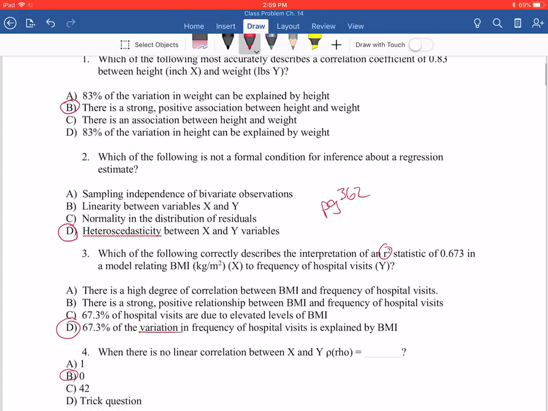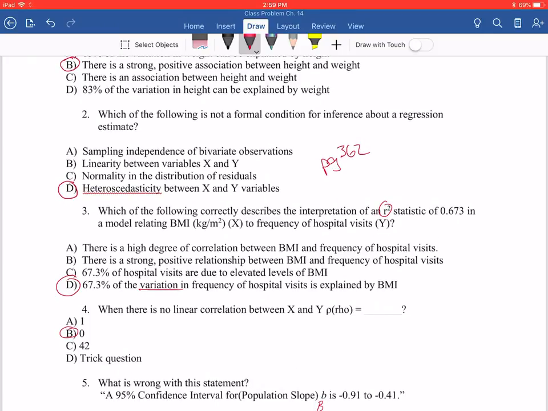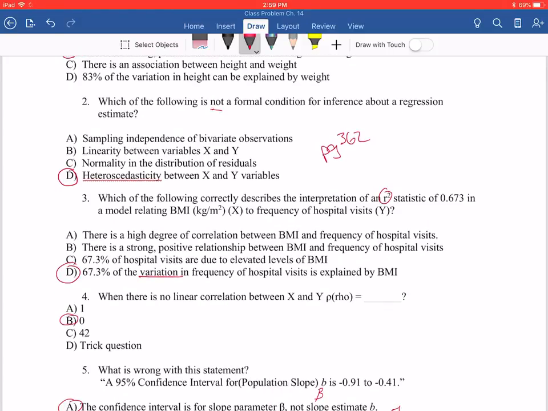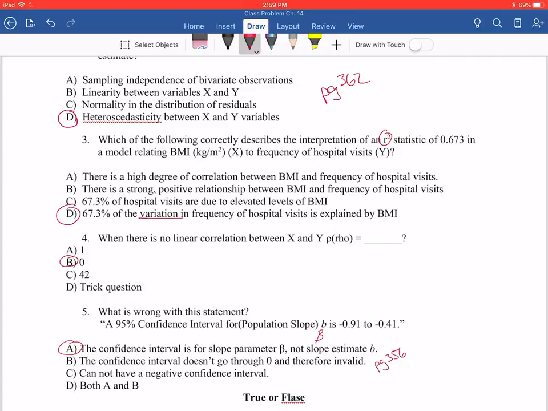So I've circled the correct answers for the first page here, and for ones that I thought most people may have missed something, I've indicated the page number in which you can find more information in the book. So like number 2, which asks which of the following is not a formal condition for inference about a regression estimate, it's heteroscedasticity between x and y variables.